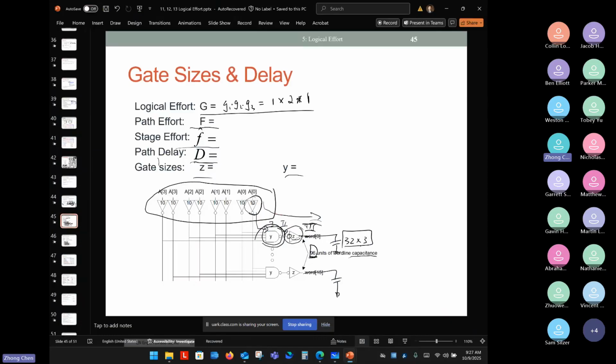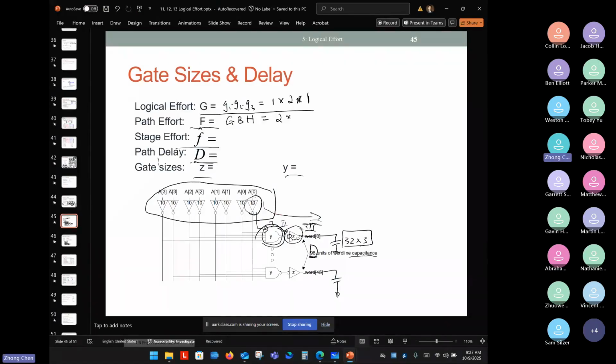And what is the path effort? Path effort is GBH, right? So now I have a G value equal to 2, which is not equal to 1 as we assumed before. At the beginning, we assumed all the logical efforts were equal to 1, and we got 1 for the stage effort, but now it's different.